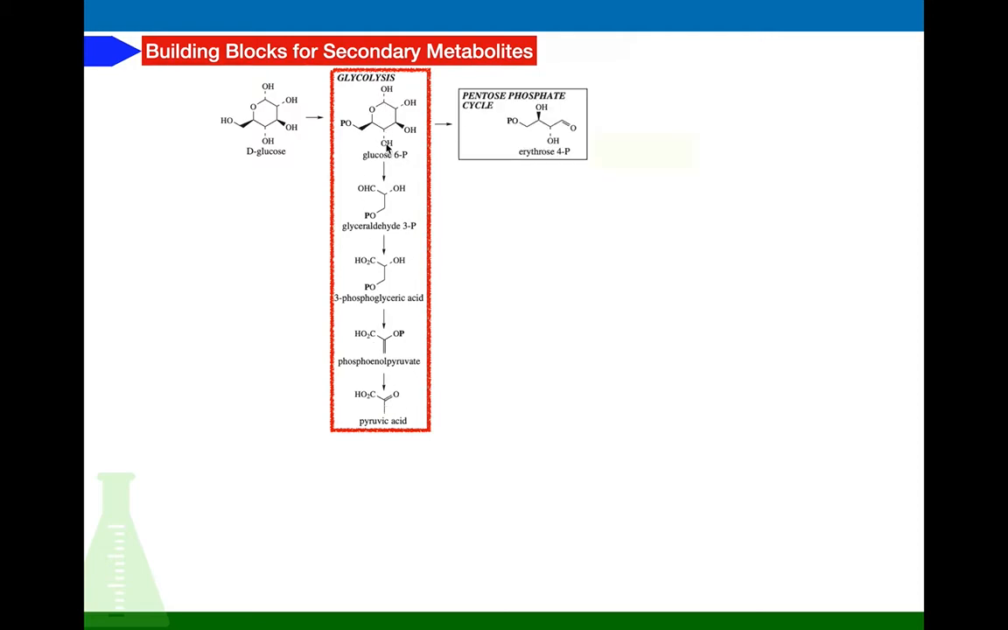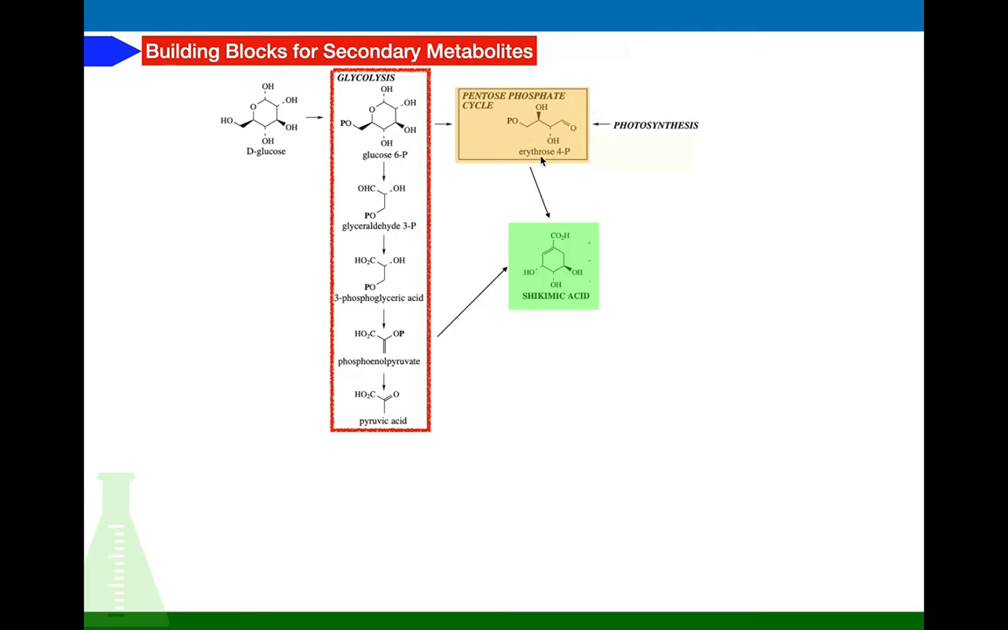Now, this glucose 6-phosphate that is formed as a result of the phosphorylation of glucose, in addition to being changed to glyceraldehyde 3-phosphate in the glycolysis process, also enters another pathway known as the pentose phosphate cycle, and is converted to erythrose 4-phosphate, a 4-carbon sugar. This molecule is also produced as a result of the photosynthesis process in green plants, and it is a very important chemical substance with respect to its role in the biosynthesis of the secondary metabolites.